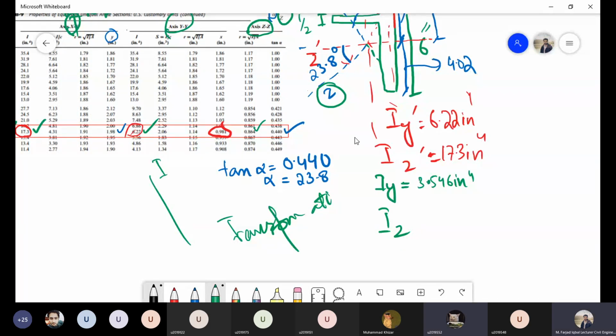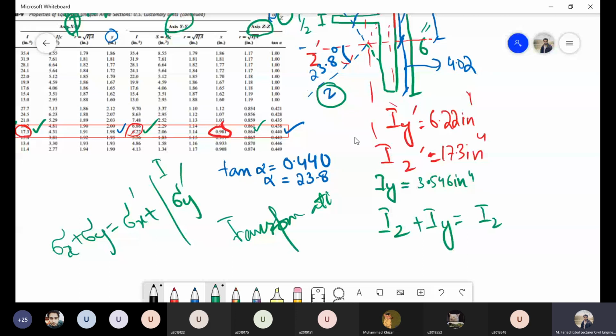Sir, their sum will be the same, just like the transformation in the case of stresses. If you remember, sigma x plus sigma y was equal to sigma x dash plus sigma y dash, right? So the same concept applies here, yes sir. Iz plus Iy will be equal to Iz dash plus Iy dash. So you have to use this particular equation to get the Iz.